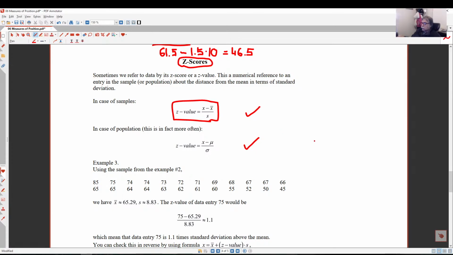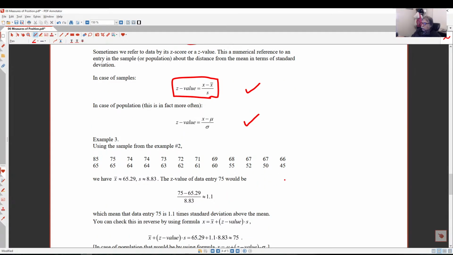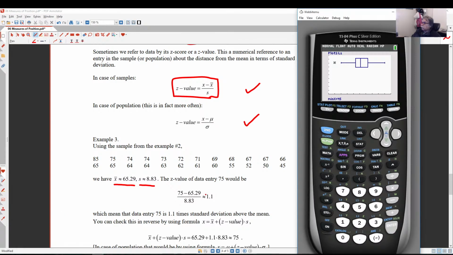So in our sample before, the mean of the sample is 65.29. You can calculate it easily, just by averaging everything in the sample. The sample standard deviation is 8.83. So you can calculate that by either formula that we have seen before, or you can use your calculator.